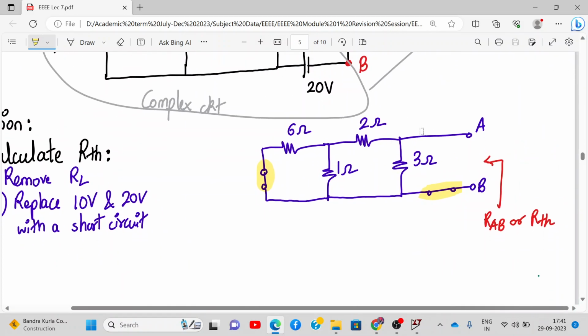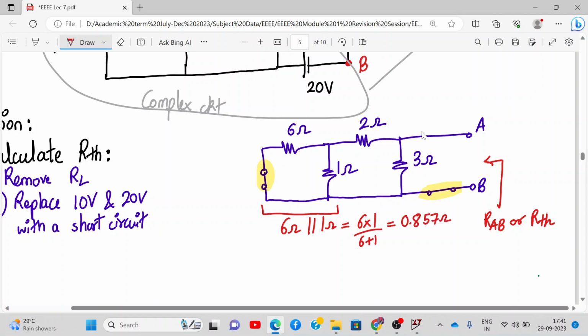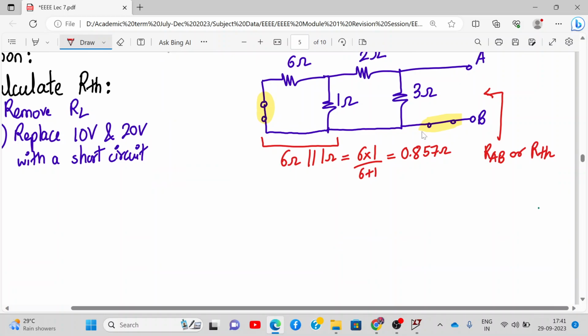All right. So now if you see carefully, over here, we have 6 ohm resistance in parallel to 1 ohm resistance. All right. So it will be 6 into 1 divided by 6 plus 1. So this will come out to be 0.857 ohms. Okay. So let's draw the network again with this modification.